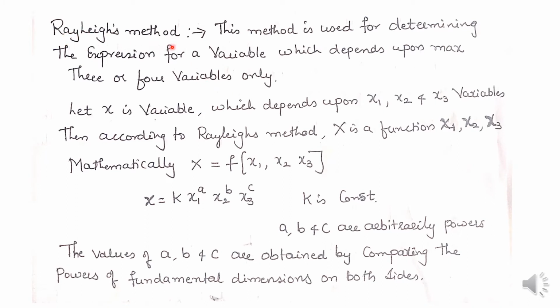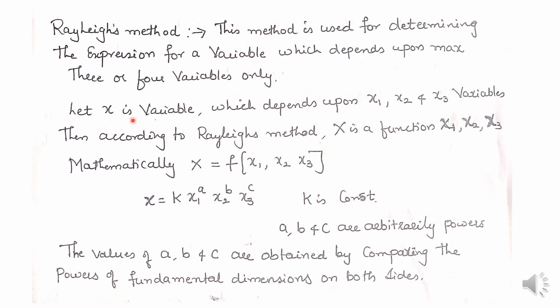Rayleigh's method is used for determining the expression for a variable which depends upon a maximum of 3 or 4 variables only. If it exceeds that, then Rayleigh's method cannot give a correct expression. It becomes a very tedious problem to solve when the variables exceed more than 4.